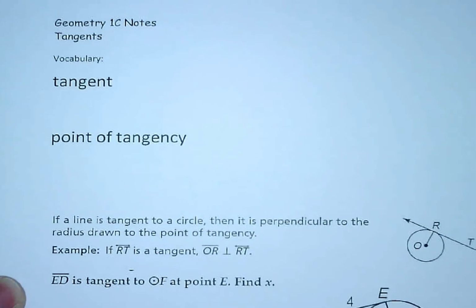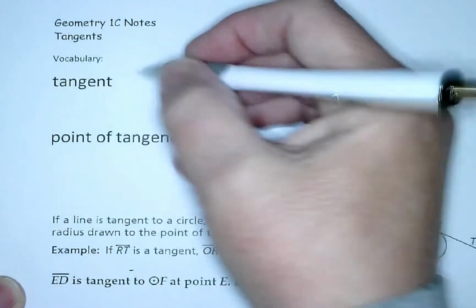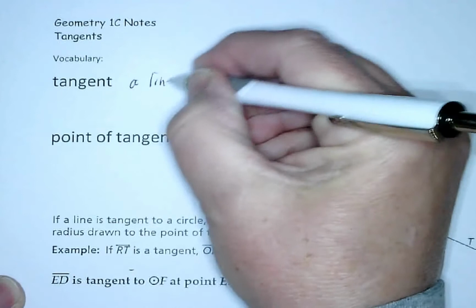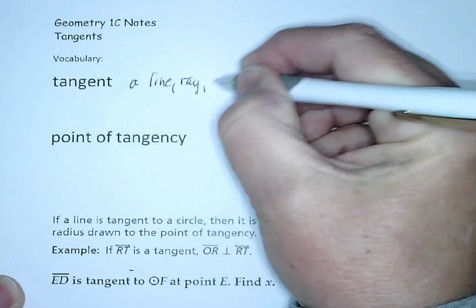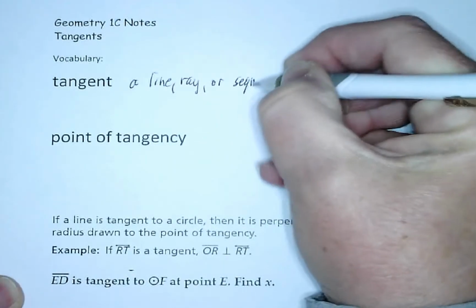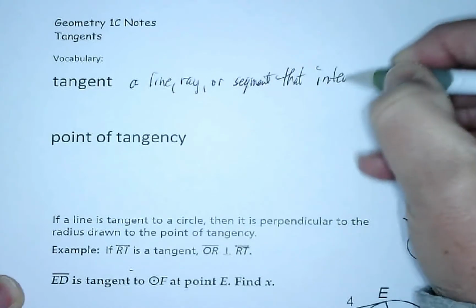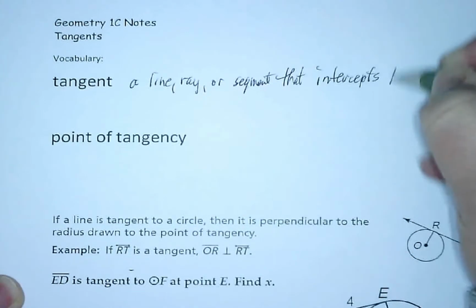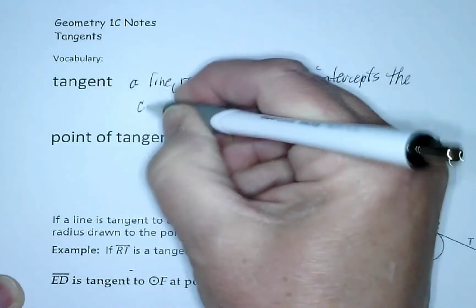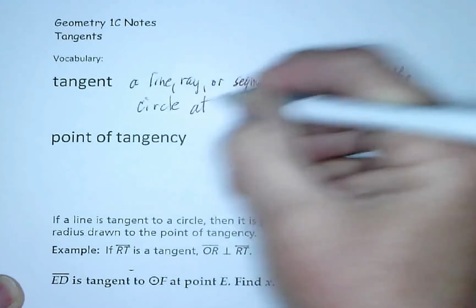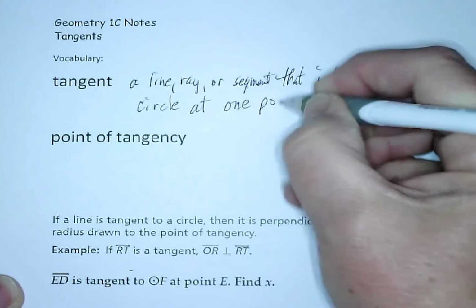Okay, these are going to be the notes for 1C, dealing with tangents. The first vocabulary word we learned in lesson 1A is what a tangent is. A tangent could be a line, a ray, or a segment that intercepts the circle at one point.